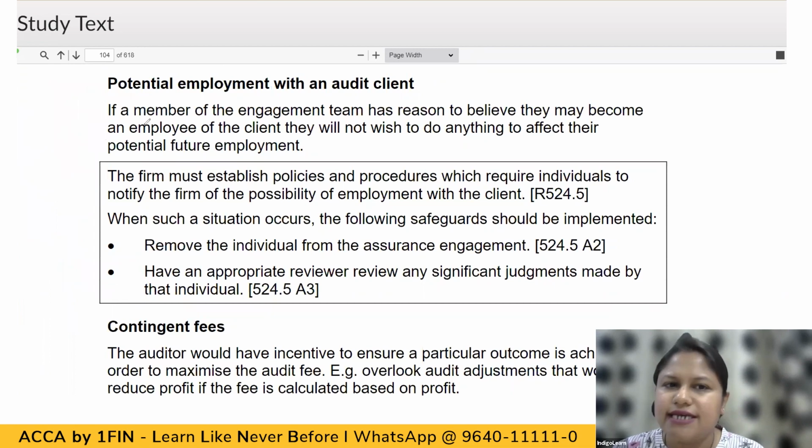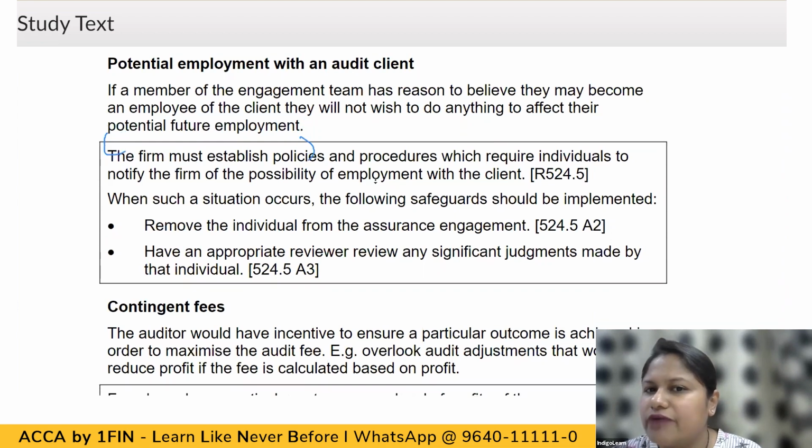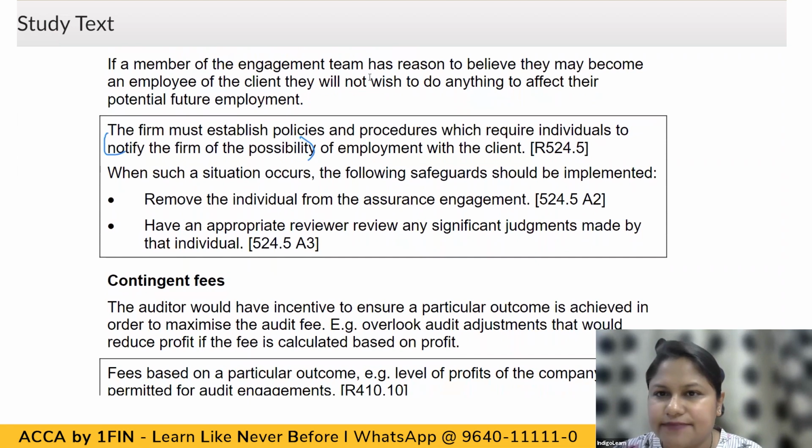Okay. So what they say, if a member of the engagement team has a reason to believe that they may become an employee of the client, they will not wish to do anything to affect their potential future employment. So obviously the one who's getting 30% hike with the client, he will surely get excited and he would want that employment. So because of which he'll develop a self-interest. So we believe that do not send a person like that in the engagement team who seeks to have a potential employment there. Correct? Then the firm must establish policies and procedures which require individuals to notify the firm of the possibility of the employment with the client.